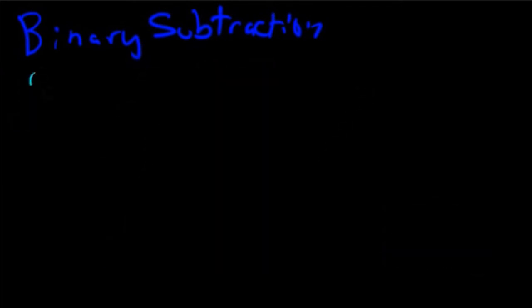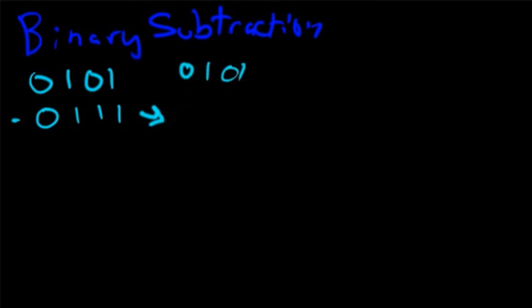So let's say 0, 1, 0, 1, 5 is a good number, minus 0, 1, 1, 1. That's 5 minus 7, so we should get a negative number. So you're going to reverse this. So I'll write the top one again. Reverse this will be 1, 0, 0. But then obviously add the 1, so it'll be that.